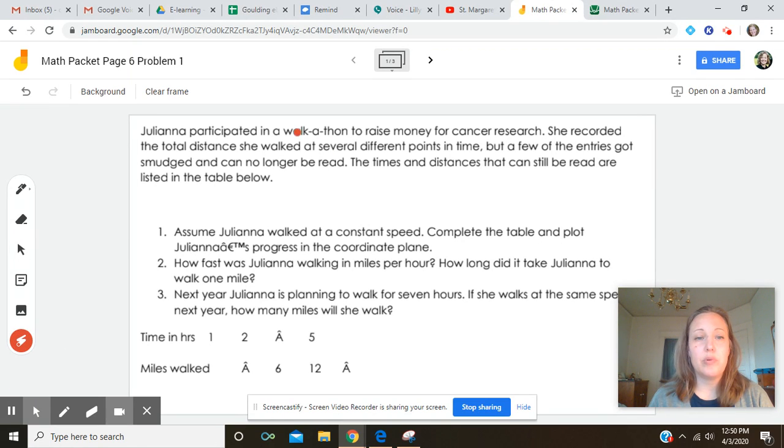And at several different points in time. So I saw a word here that was important. This is distance, and here is time, right? But a few of her entries got smudged. Maybe she was sweaty or something happened. And so she can't read all of them.